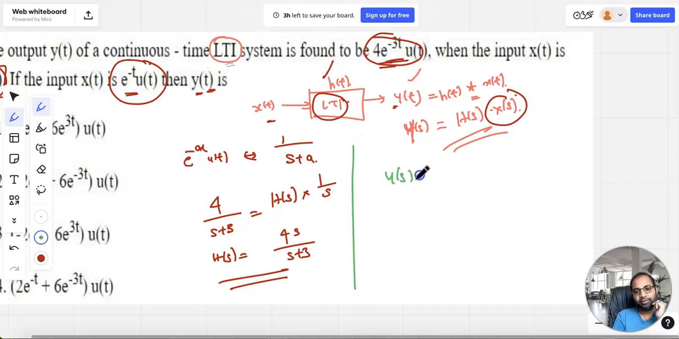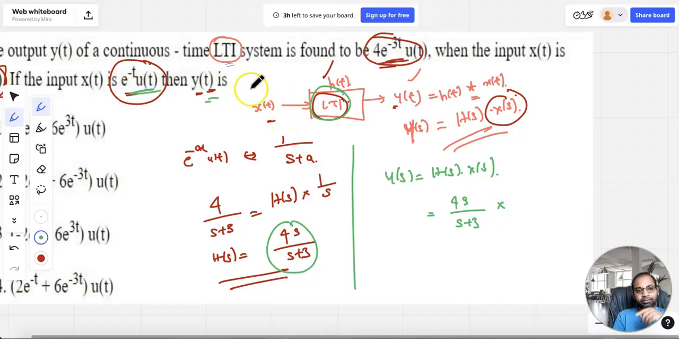As usual, Y(s) is equal to H(s) into X(s). And for the second portion, actually the system is same, right? For one single system, for the same system, H(s) is fixed. So we can take 4s divided by s plus 3 into X(s).